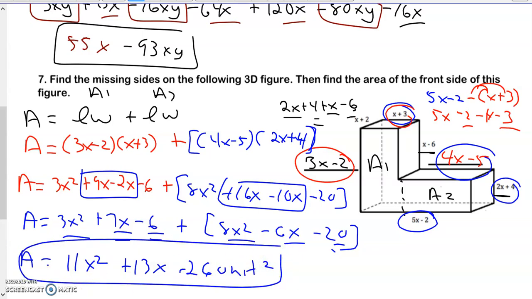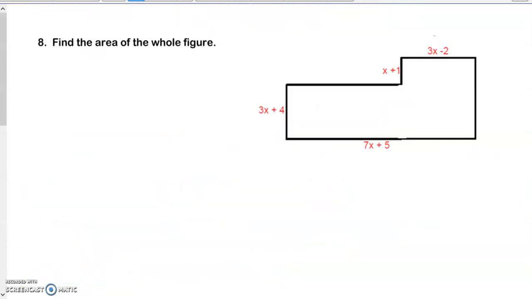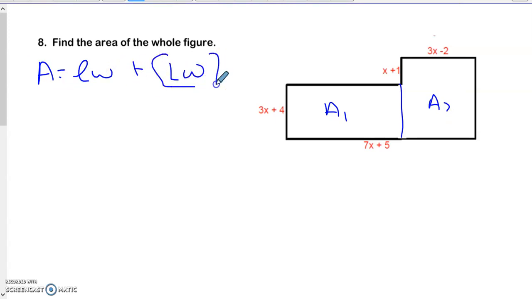Taking a look at the last problem. So the last problem of this one was very similar to the one that we did here. We have an A1 and an A2, and we do area equals length times width plus length times width. I'm going to say this A1 and A2. What I'd like you to do is let's figure out the dimensions real fast, and then I want you to pause the video, and I would like you to try to get this by yourself.